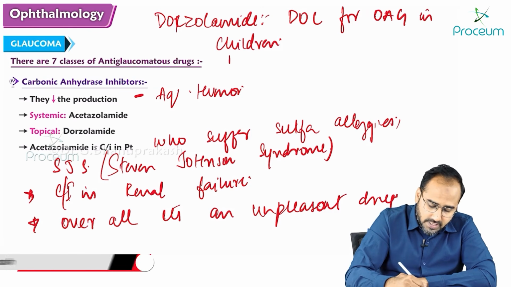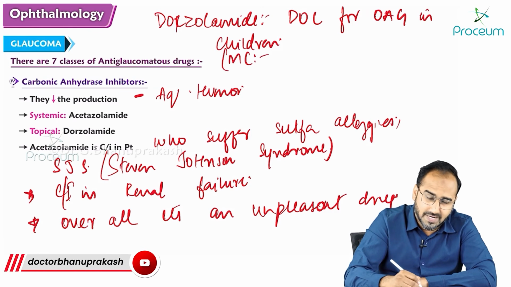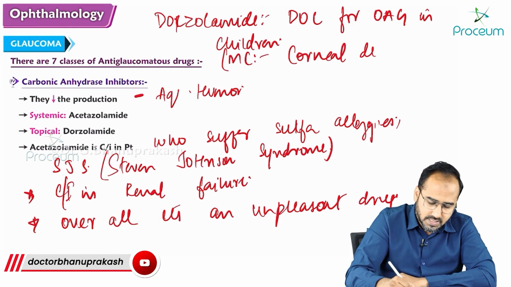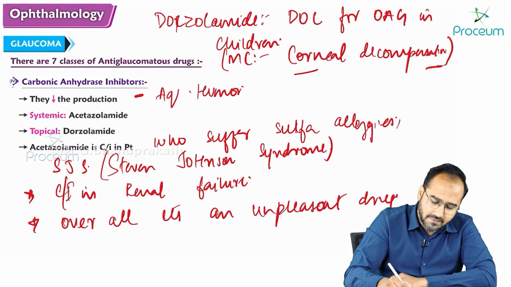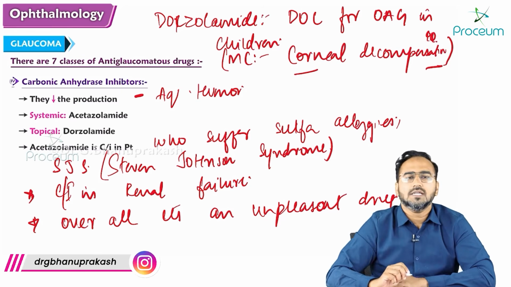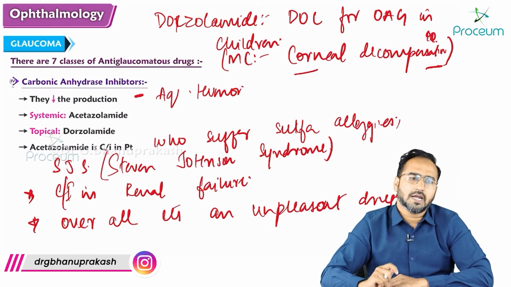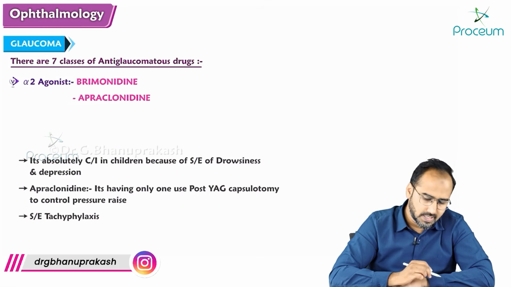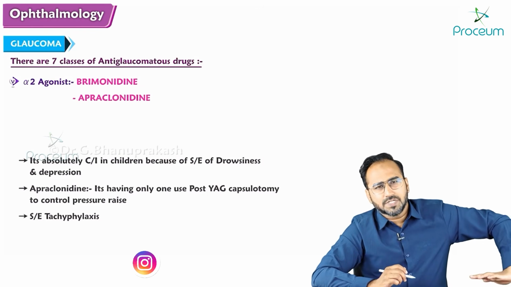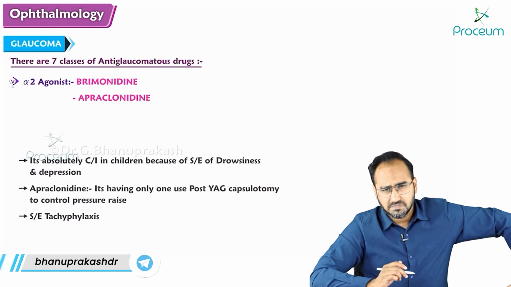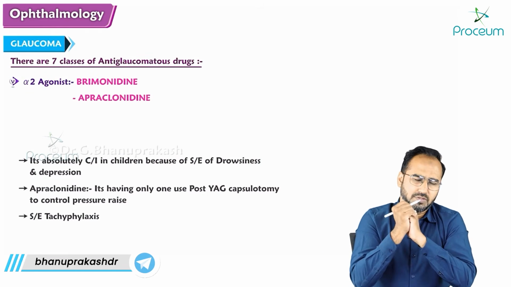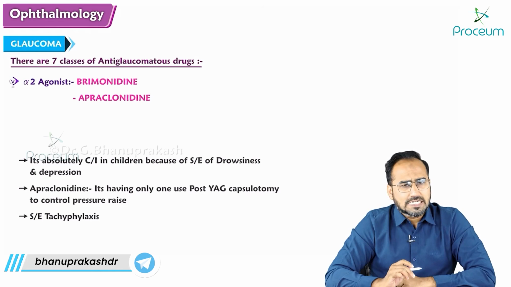But the most common side effect of it is very, very important. The most common side effect associated with dorzolamide use is corneal decompensation. So, dorzolamide is a drug of choice for open angle glaucoma in children with a side effect of corneal decompensation.